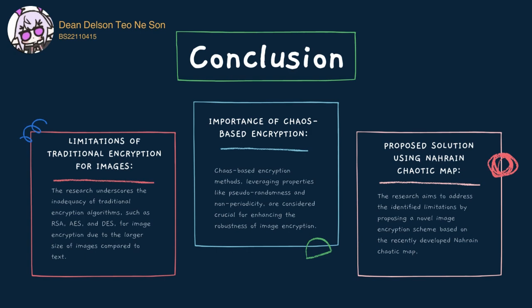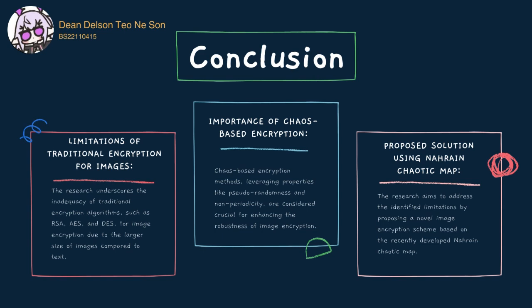And so, from that, we get the importance of chaos-based encryption, which are methods leveraging properties like pseudo-randomness and non-periodicity, considered crucial for enhancing the robustness of image encryption.